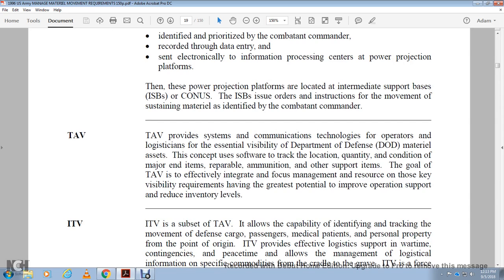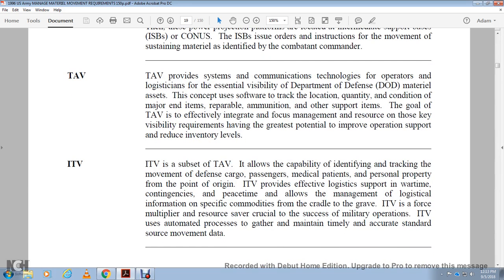TAV provides the system of communication technologies operated with logistics essential to Department of Defense material. It tracks location, quantity, and condition of major end items, repairables, ammunition, and other support items. The goal of TAV is to effectively integrate the management of resources, focusing on the key visibility requirements having the greatest potential to improve operational support and reduce inventory levels.